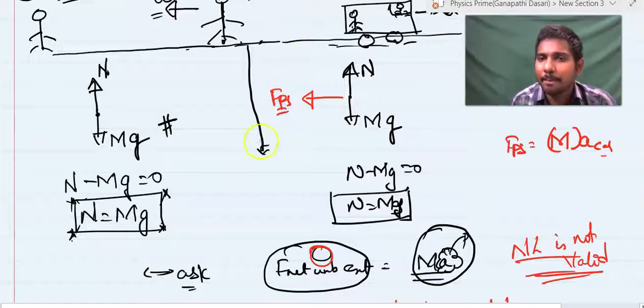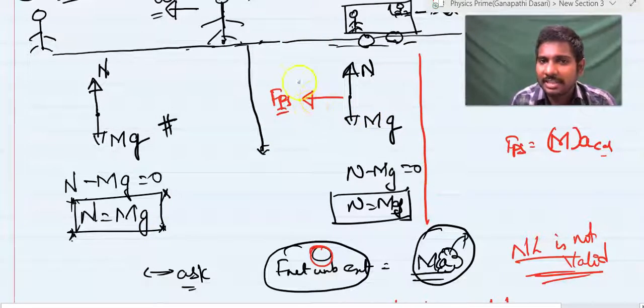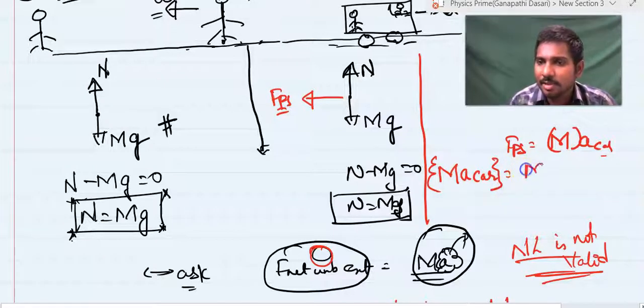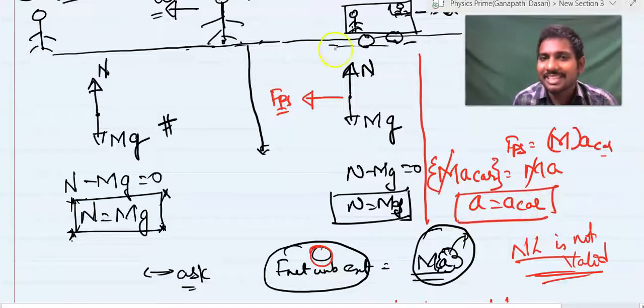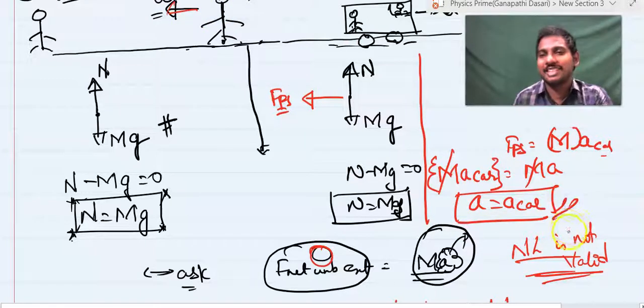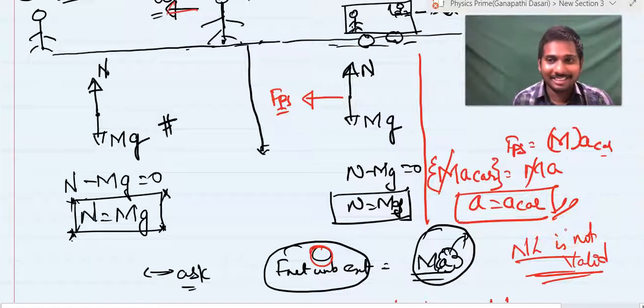You see here, if you apply Newton's law here, there is an unbalanced force now due to the pseudo force. That pseudo force is what? Mass into acceleration of the car. That is equal to the net unbalanced force, which is equal to mass into acceleration, m cancels. a is equal to the acceleration of the car. So now the acceleration of the man is actually the acceleration of the car in the opposite direction. So our Newton's law has become valid.